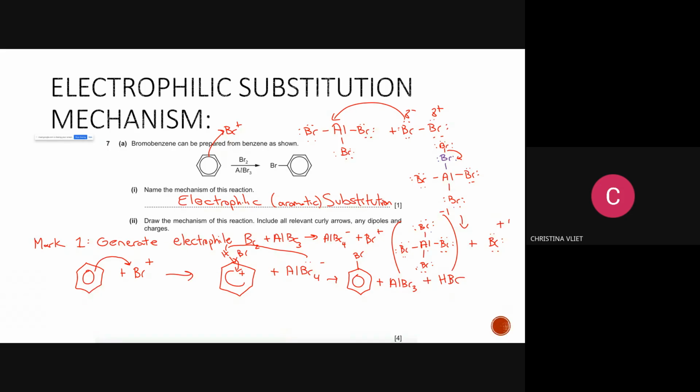I'm going to write down where you earn the other marks. Mark 2. This is a curly arrow from the ring to the Br+. That's mark 2. Mark 3. Correct intermediate. That's this.